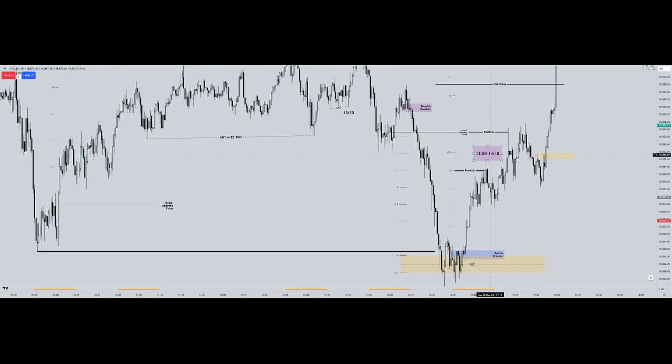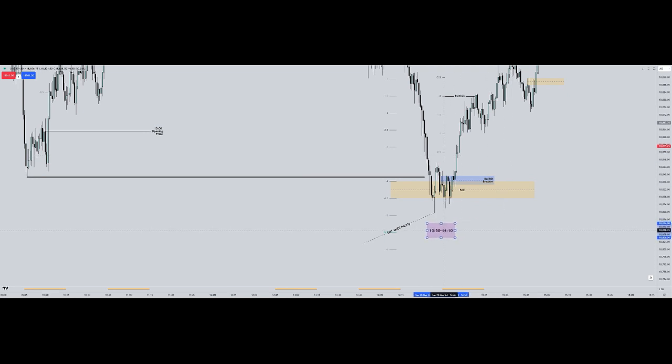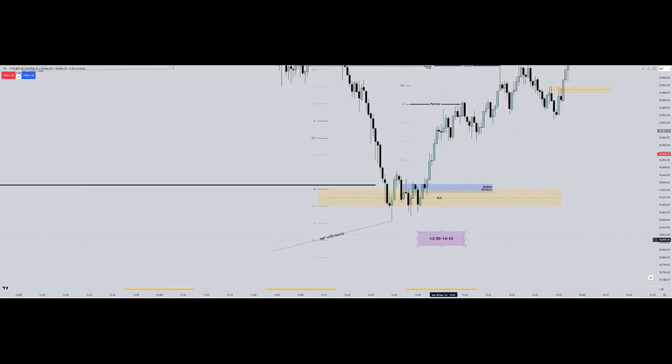Now let me move this down and we can look at where this time lines up. And I will zoom in. So this is the 1450 to 1510 time frame that I want to look to trade. Okay, so I'm going to move this box out of the way. That was my level of interest.